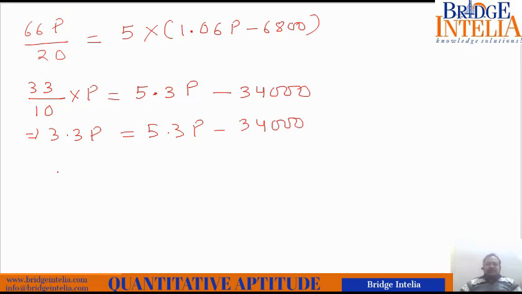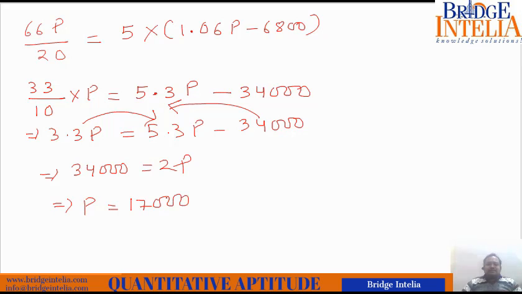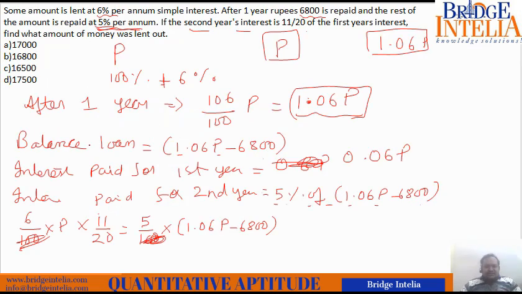So if you solve, you bring this to this side and you take 34,000 to the other side. 34,000 is equal to 2P. So from here it is clear that P is equal to 17,000. So let's see if 17,000 is an option. Okay, this one. So yeah, 17,000.